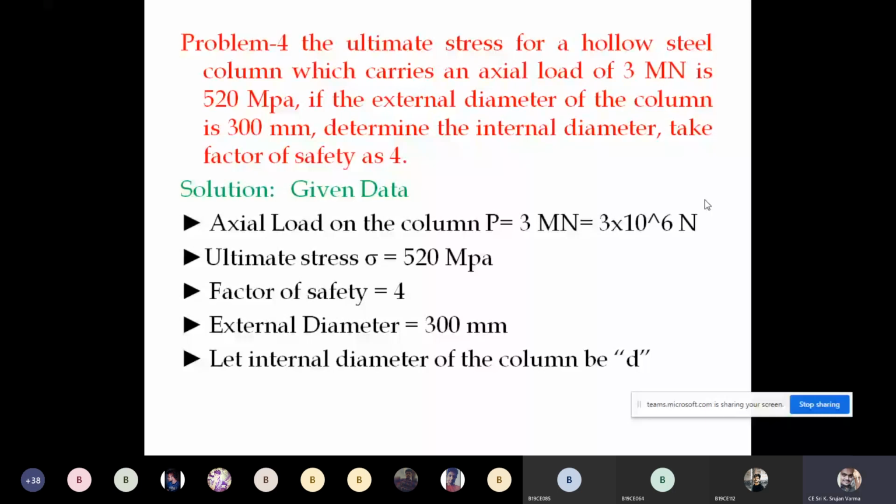External diameter is given as 300 millimeter. I'm assuming that internal diameter of the column as small d. Let small d be the internal diameter of the section or column. Now tell me how to solve this problem. Anybody? Varun Reddy, 107. Which type of formula can be used in here? How many formula can be used?